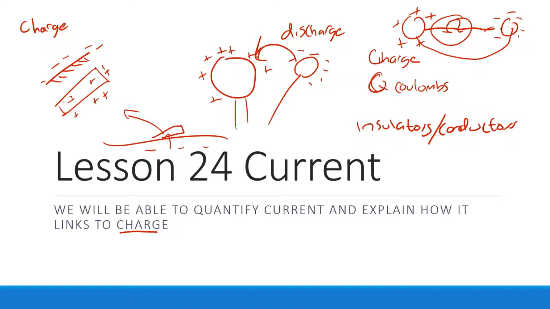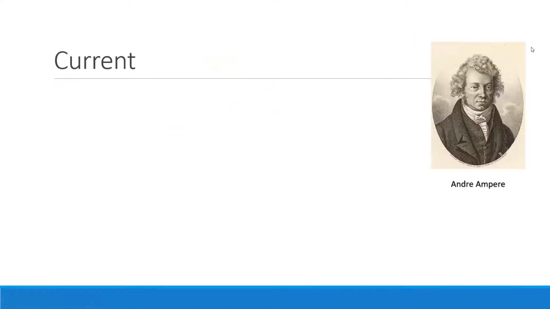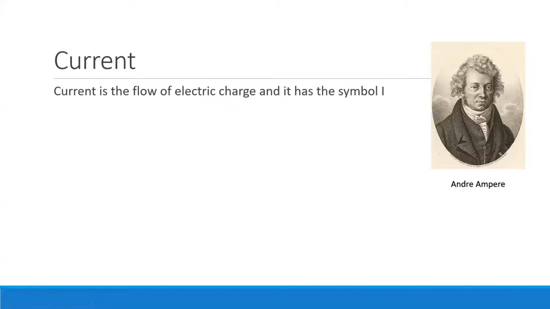So what I want to do now is talk about current, which is how we can explain this movement of charge in a different way. Let's jump into explaining current in a different way with this guy that we're going to talk about. This here is Andre Ampere. Essentially what he was talking about is current flow. He was able to sort of quantify current flow.